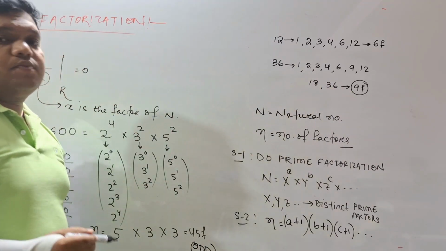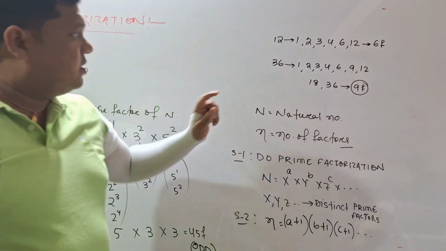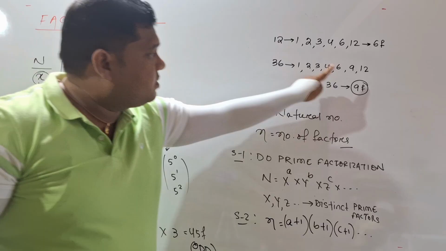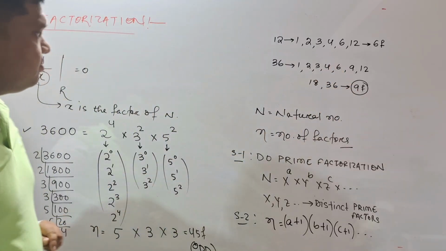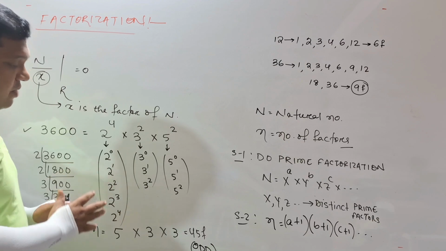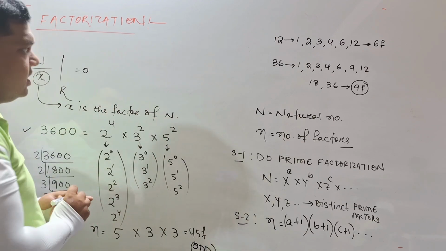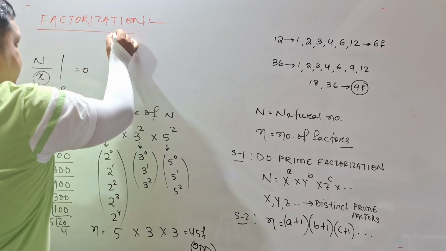12 is a non-perfect square number. For a non-perfect square number, the number of factors is always even. But for a perfect square number, the number of factors is always odd. Do remember this. Now, the question is how to find how many factors of 3600 are odd factors and even factors. I mean, how to find odd factors and even factors.